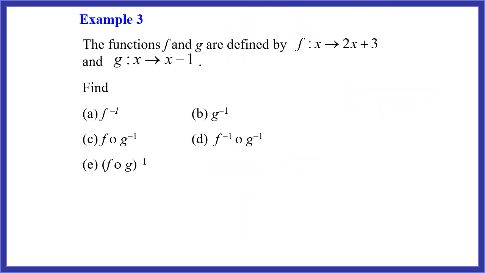Example 3. The functions f and g are defined as fx equal to 2x plus 3 and gx equal to x minus 1. Now we want to find A, the f inverse, B, the g inverse, C, f of g inverse, D, f inverse of g inverse, and E, f of g all inverse. Okay, now let's continue with A first.